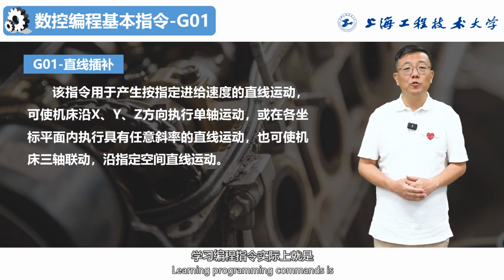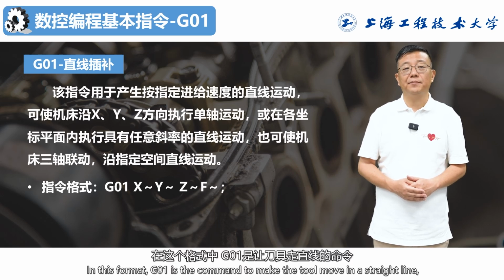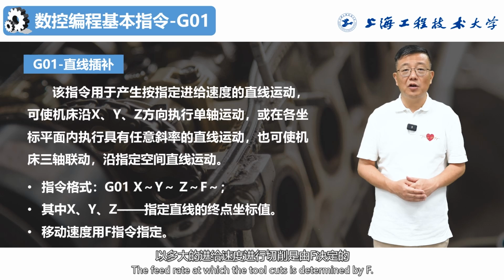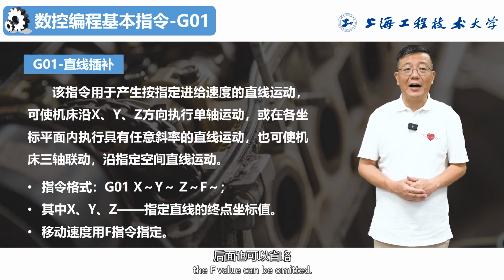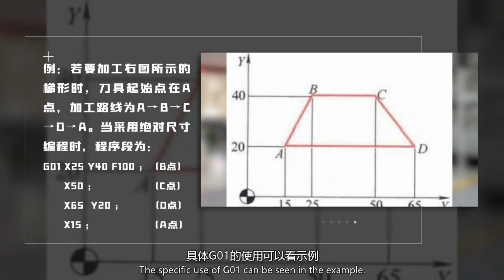Learning programming commands is essentially about applying the format G01 X, Y, Z, F. In this format, G01 is a command to make the tool move in a straight line, while the coordinates X, Y, and Z determine where the tool moves to. The feed rate at which the tool cuts is determined by F. The speed of G01 is specified by F, and if the feed rate remains constant, the F value can be omitted. The specific use of G01 can be seen in the example.